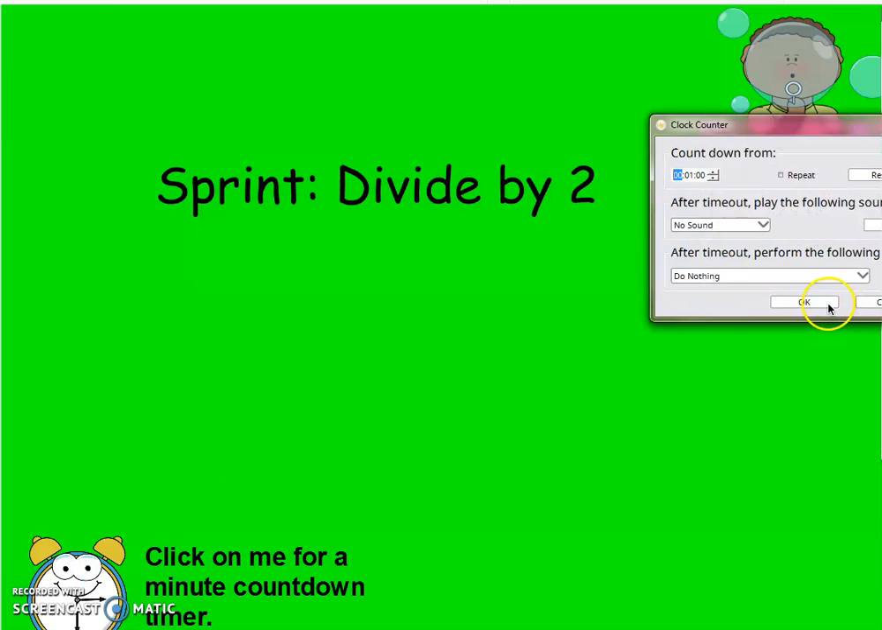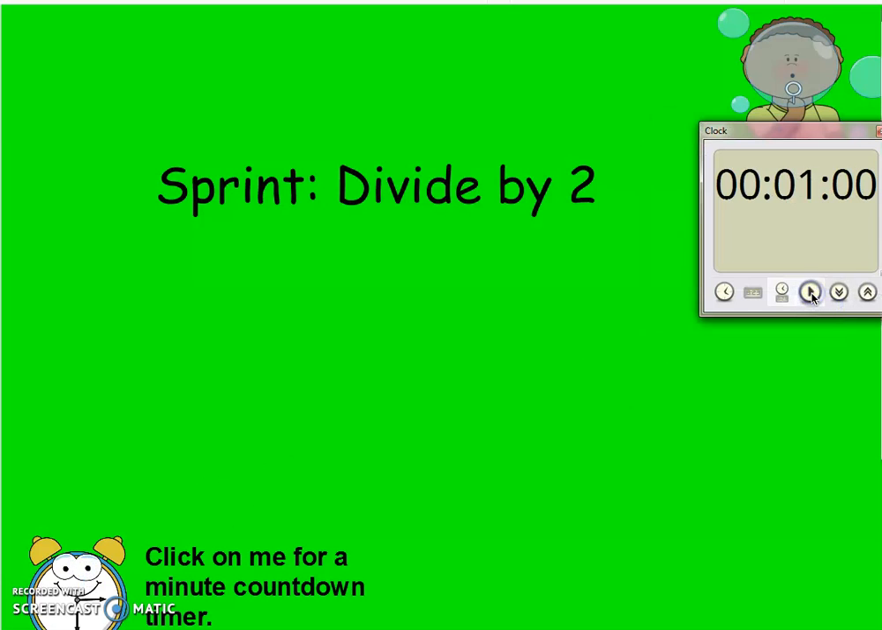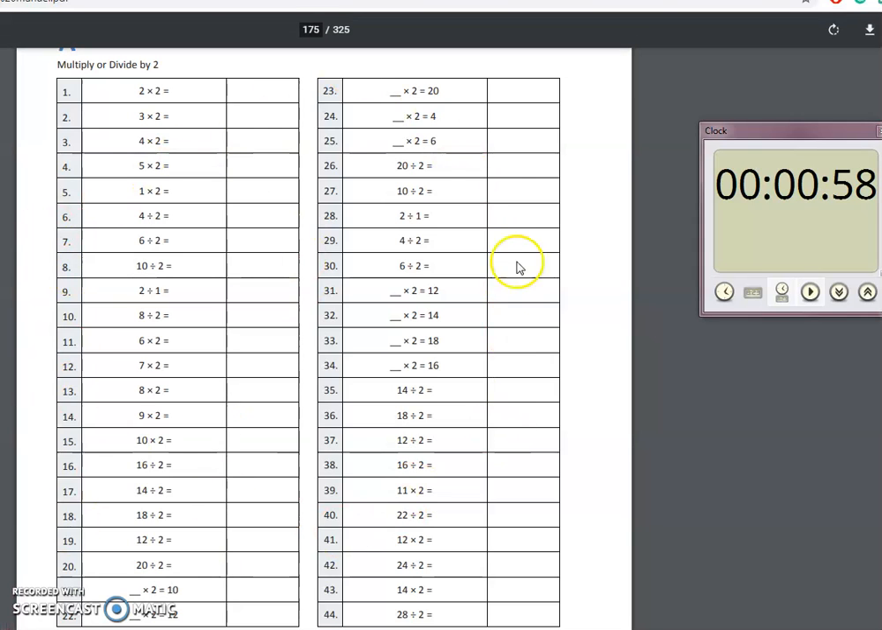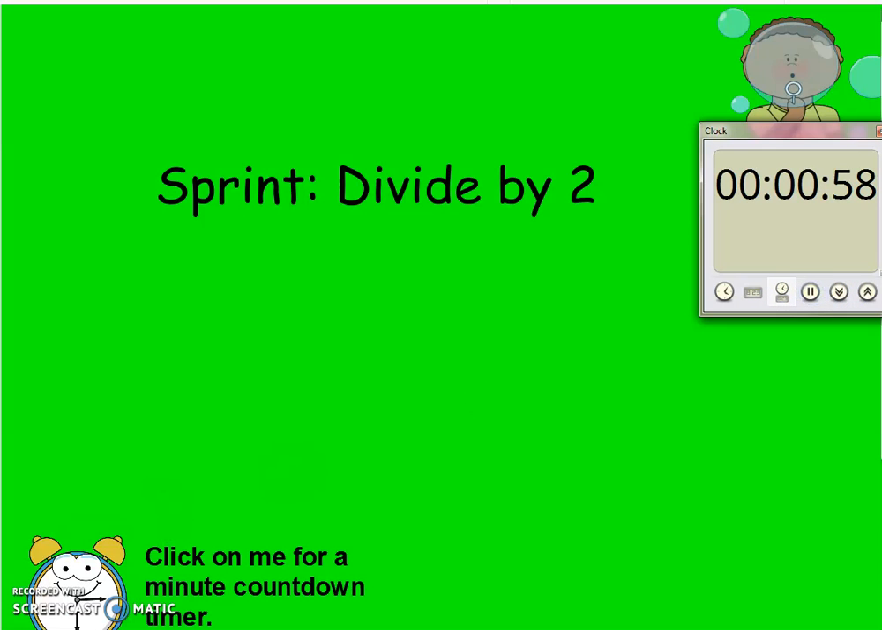So this is going to be a sprint. And for our sprint, we're going to get 1 minute minus 2 seconds apparently, because Mr. Adam is very trigger happy. So you're going to have a minute to complete our sprint. And this is what our sprint looks like. So you guys ready? Go!